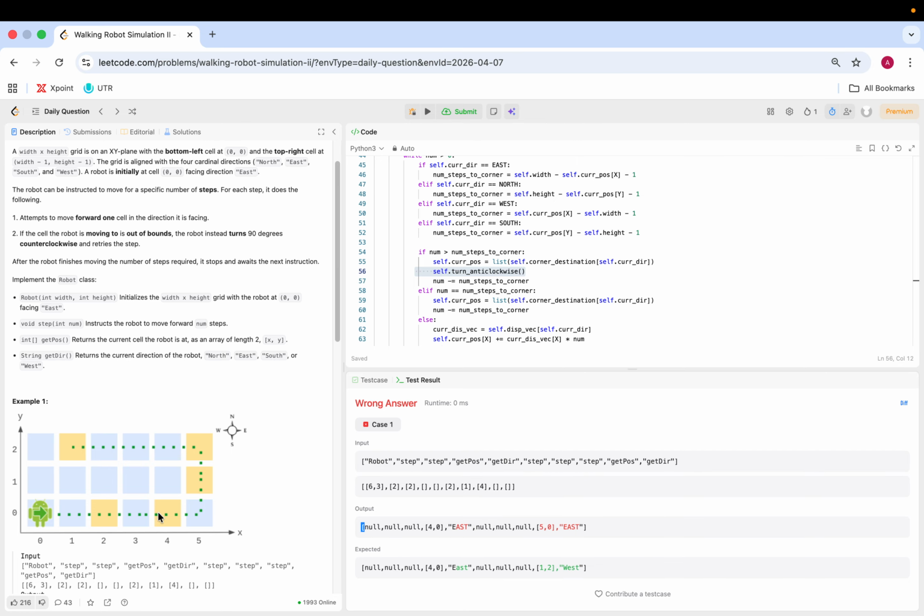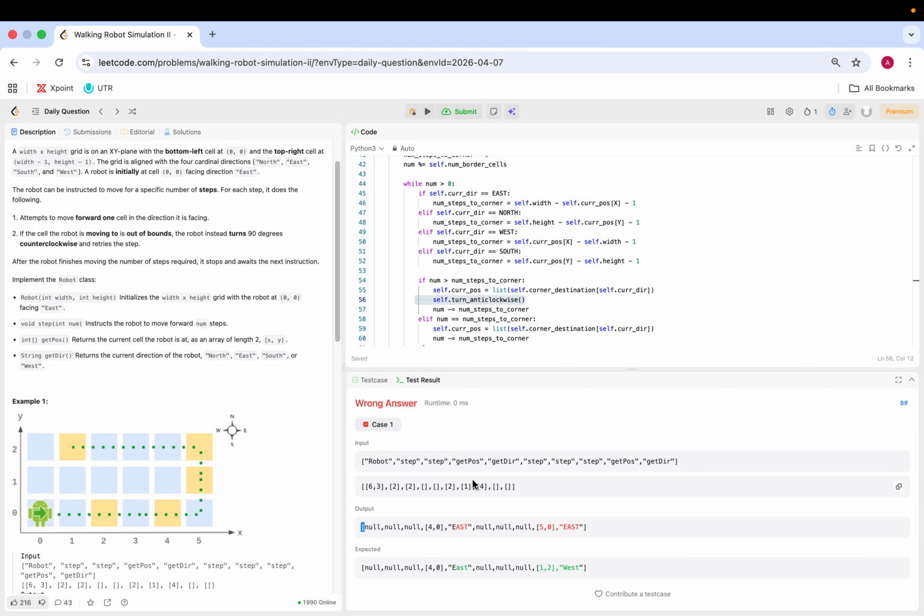East up to 4, and then num steps, like num is 2 at the start, right? So you go across by 1. That gets you to 5, 0. And then you should subtract by 1 at that point. Maybe I should just print, hang on. Print num steps to corner is equal to num steps to corner.